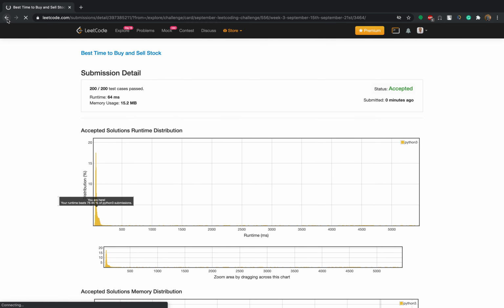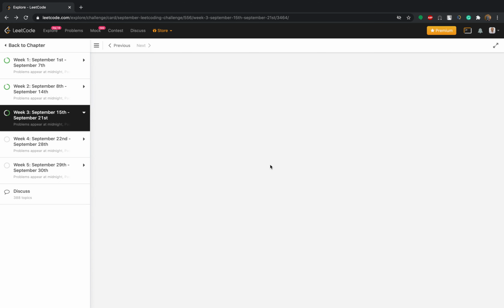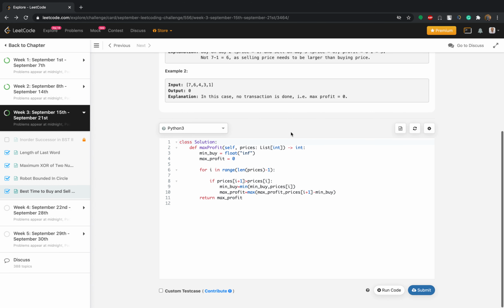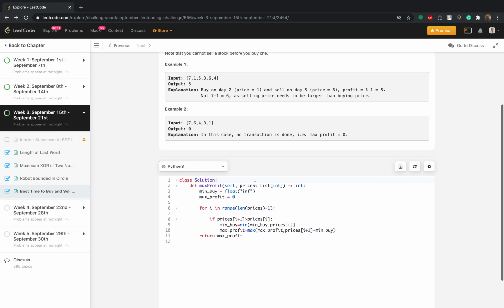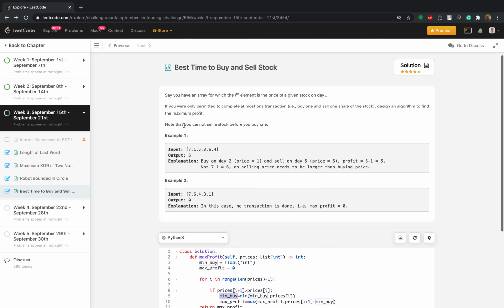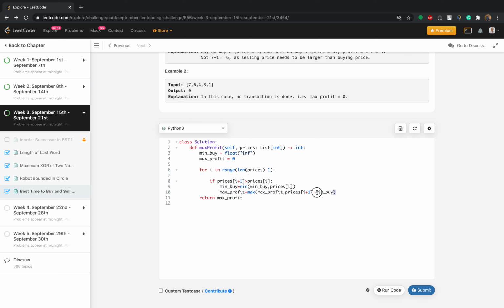Yeah, 76, that's fine. So the basic understanding would be understanding where the minimum buy price would be. The minimum buy price should come when the price increases from i to i plus 1. So there should be an increase in price, so calculate the minimum buy price, and then whenever an increase in price happens, evaluate the maximum profit. So that would be this.